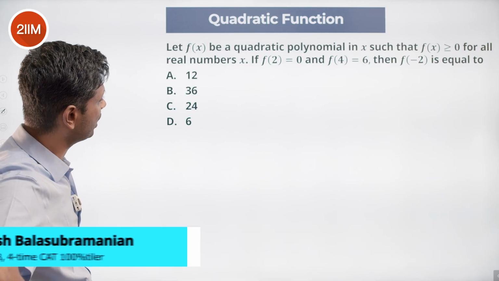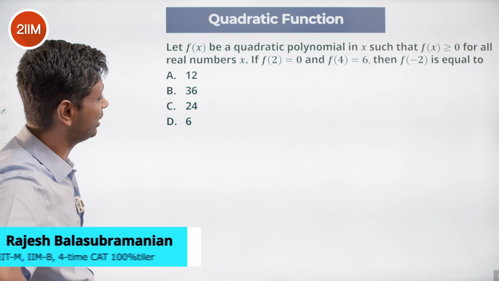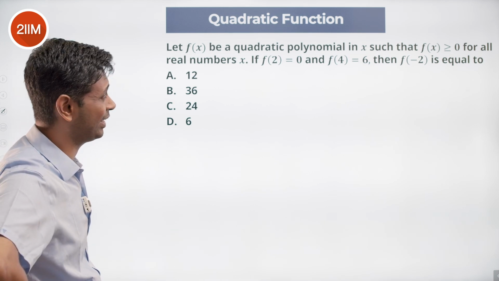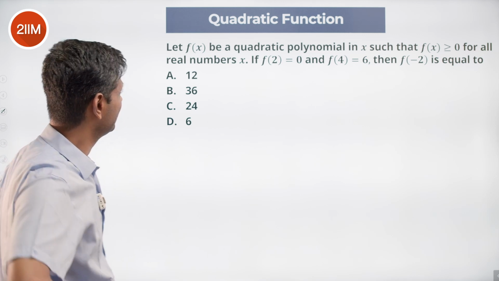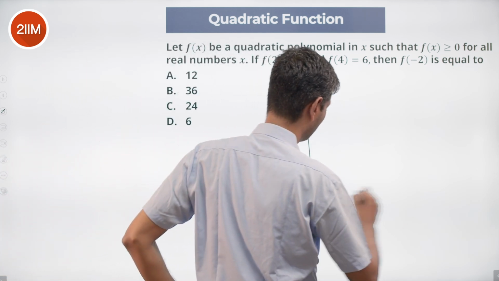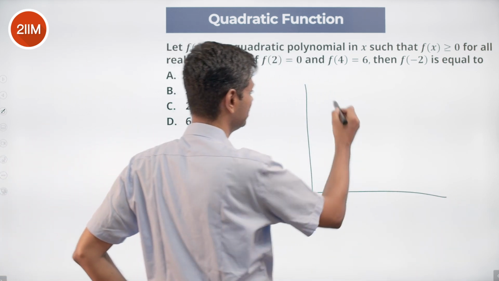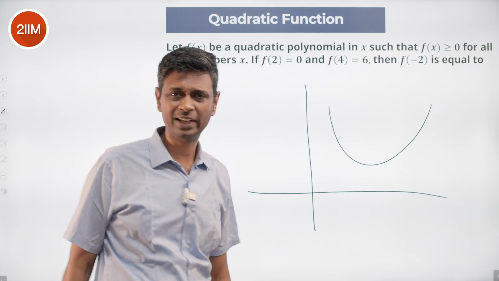Let f of x be a quadratic polynomial in x such that f of x is greater than or equal to 0 for all real numbers. Right? So f of x is greater than or equal to 0 for all real numbers, something like this, a curve like this.